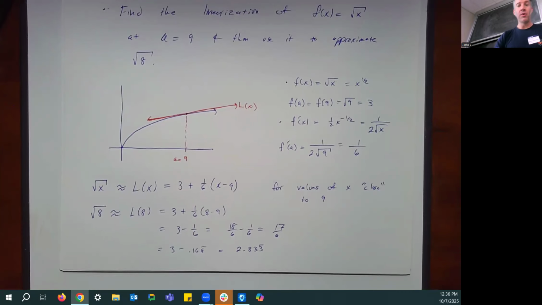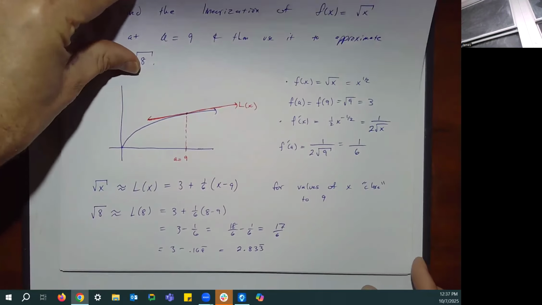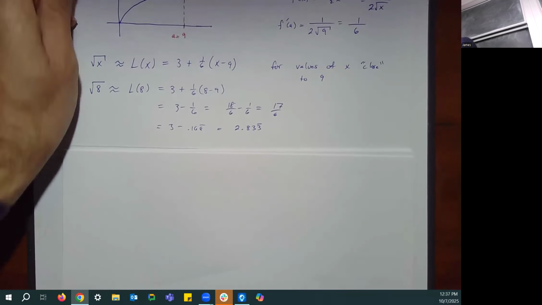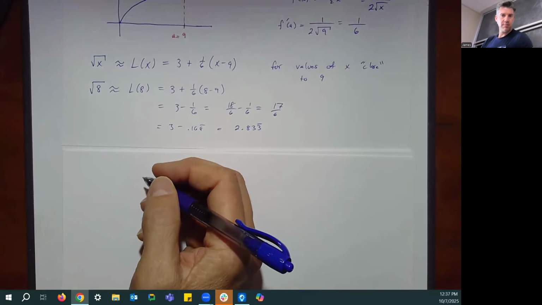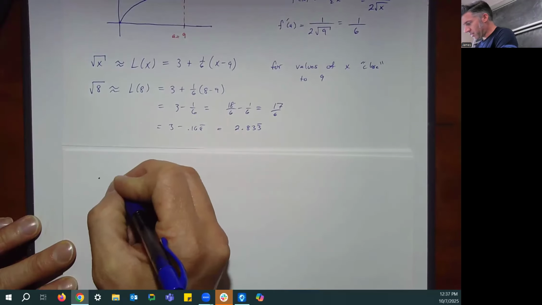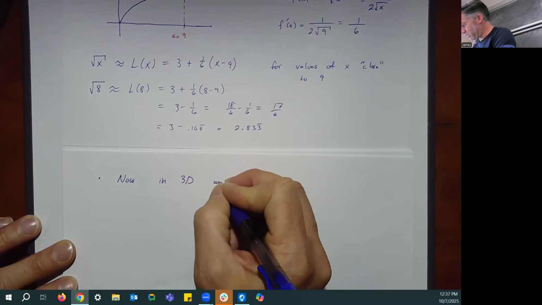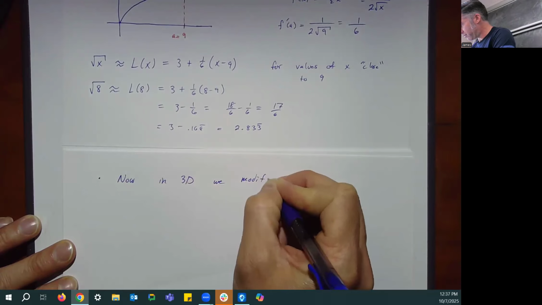Okay, so the good news is tangent planes and linearizations for functions of two variables have essentially the same format. We're going to write almost the same thing. We're just going to tack on an extra piece. So let's look at the actual thing we're trying to talk about here. So now in 3 dimensions, we modify just a little bit.